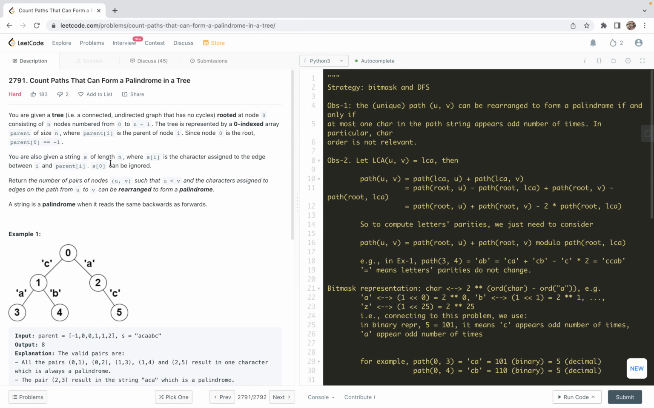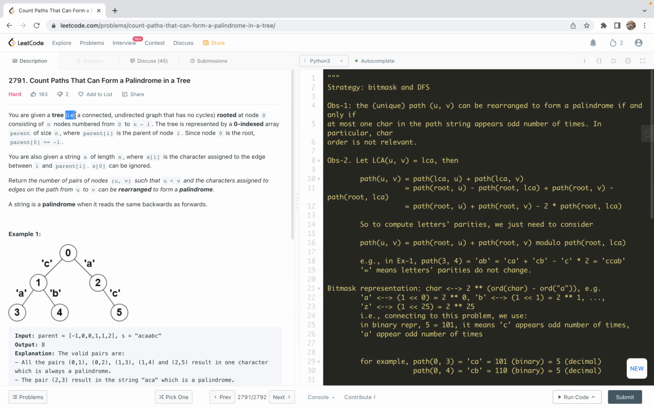Let's have a look at a newly appeared problem. Problem 2791, Count Paths That Can Form a Palindrome in a Tree. In this video, we are going to explain a solution based on the use of bitmask and the traditional depth-first search solution. So here we are given a tree.